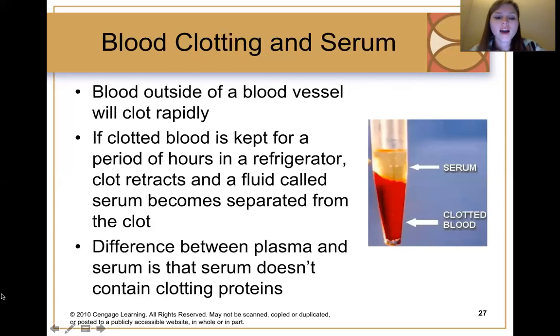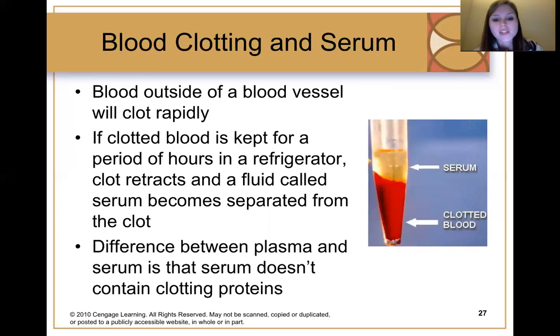Typically, blood outside of a blood vessel will clot rapidly. There are some diseases. I know people that have hemophilia, or hemophiliacs. Their blood doesn't clot. So if they get a cut or anything like that, it can be very devastating because they will not stop bleeding. That's just an exception. But typically in a normal, healthy person, blood outside of a blood vessel will clot rapidly.